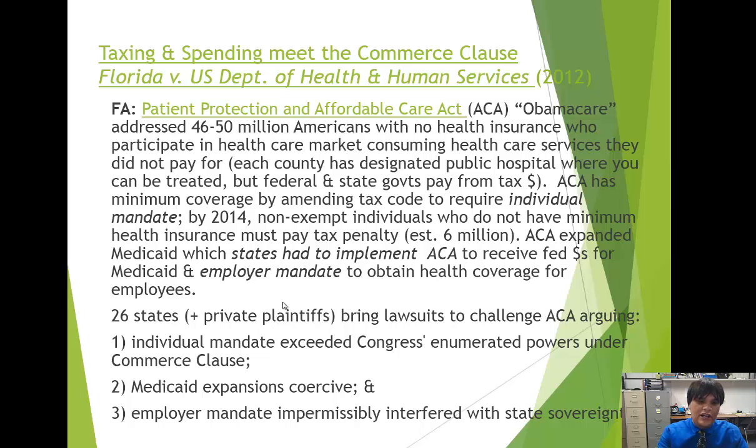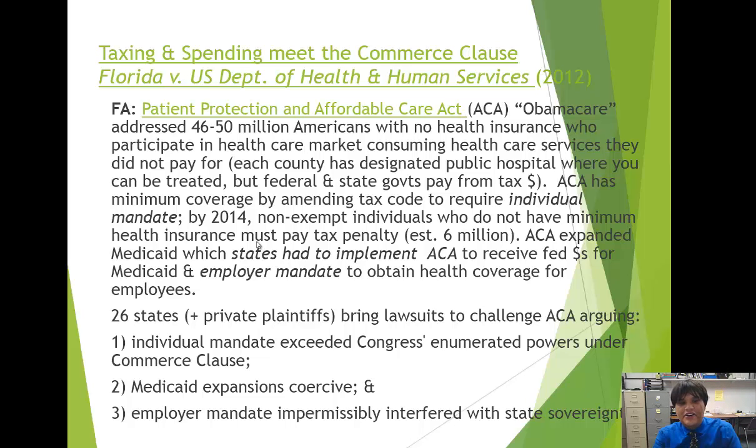The Affordable Care Act set up this minimum coverage here. I know this is quite a text-heavy slide, but the Affordable Care Act set up this minimum coverage by amending the tax code to require an individual mandate. This individual mandate said that by 2014, non-exempt individuals who did not have health insurance must pay a tax penalty. So everyone must get this health insurance or pay a tax penalty.